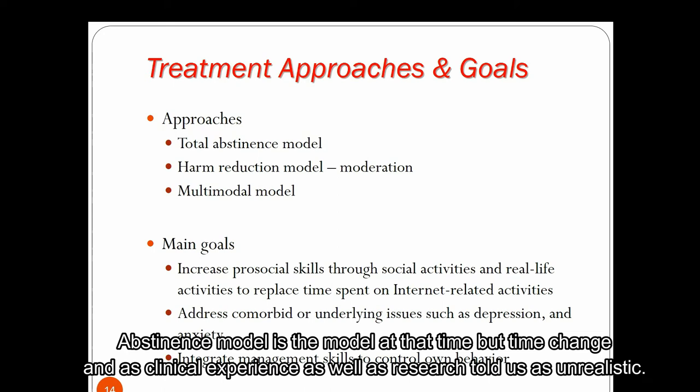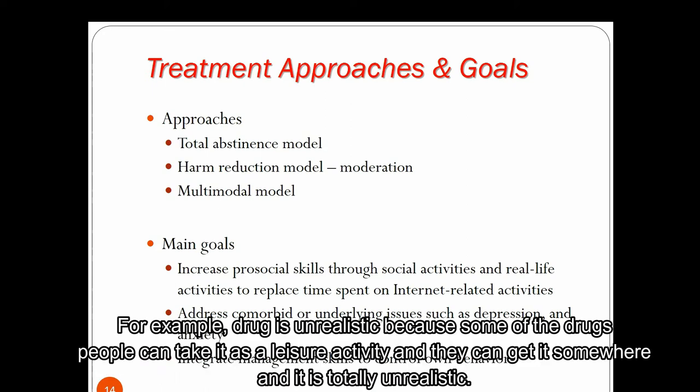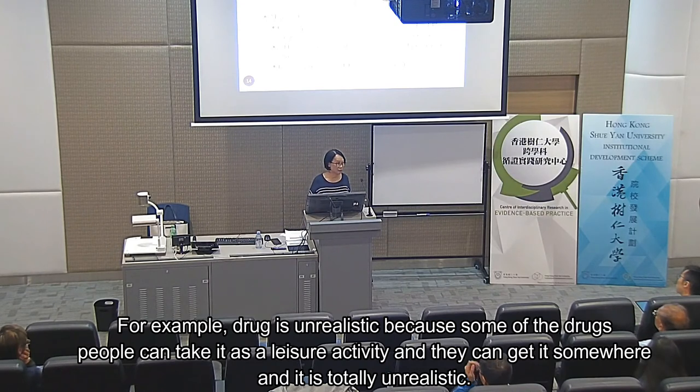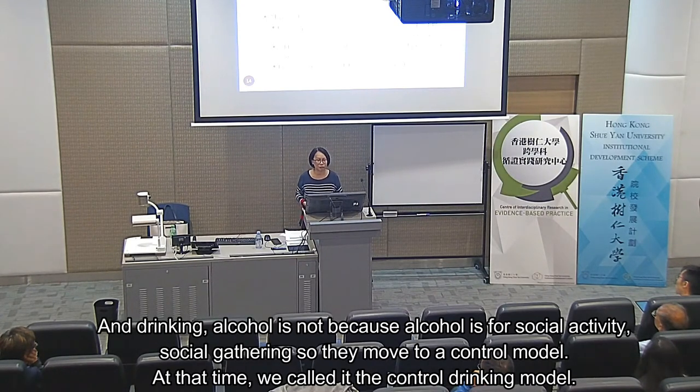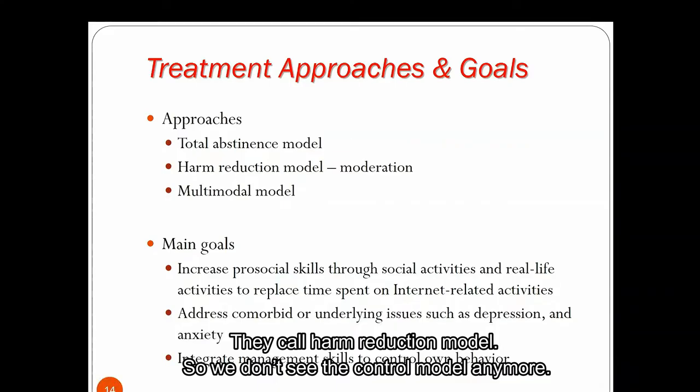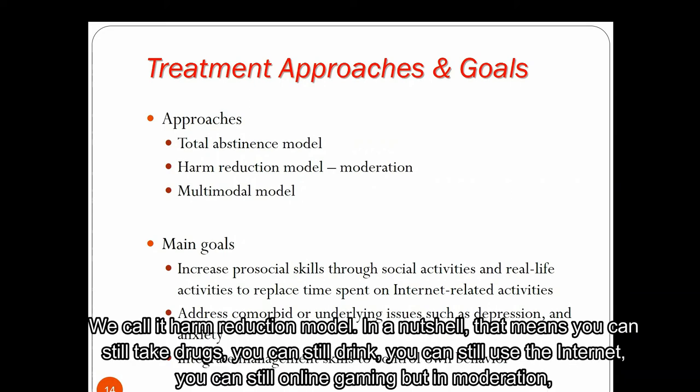Okay, the abstinence model was the model at that time. But times change, and clinical experience as well as research told us it is unrealistic. For example, some of the drugs people can take as a leisure activity and they can get them somewhere, so it's totally unrealistic. And drinking, alcohol is used for social activity, social gatherings. So they moved to a control model. At that time, we called it the controlled drinking model, controlled drug model. But somewhere along the line, they changed the name. They call it the harm reduction model. So we don't see the control model anymore.